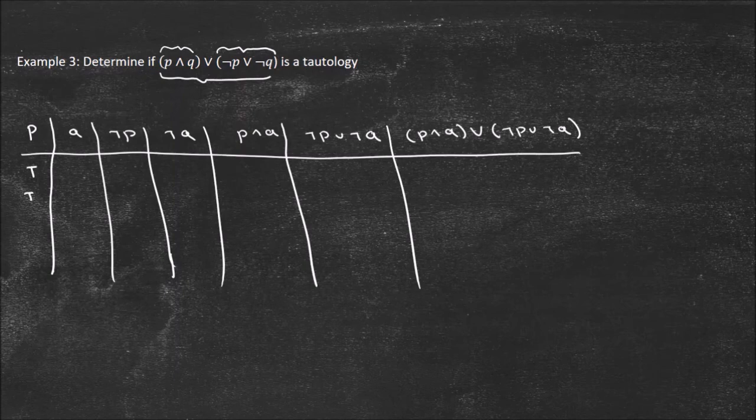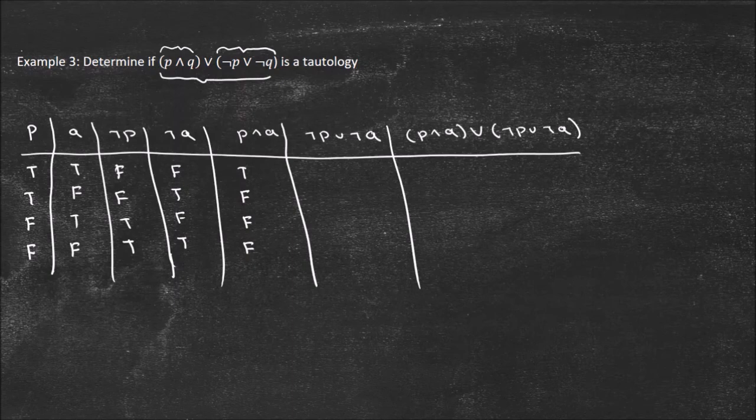So again, our four situations: true, true, false, false, true, false, true, false. Not P has opposite truth values as P. Not Q has opposite truth values as Q. So false, true, false, true. P and Q is only true if both of them are true. So the first one is true, and the rest are false because at least one's always false for the others.